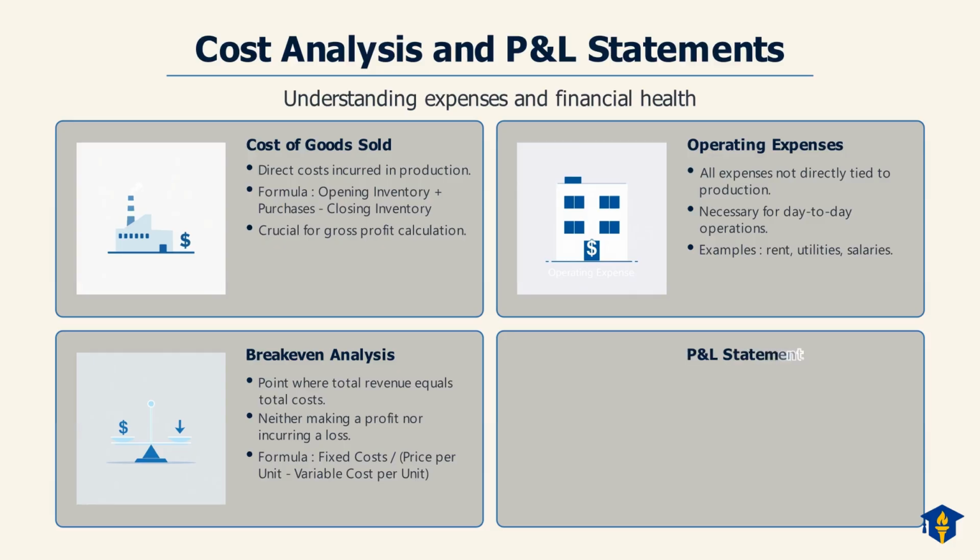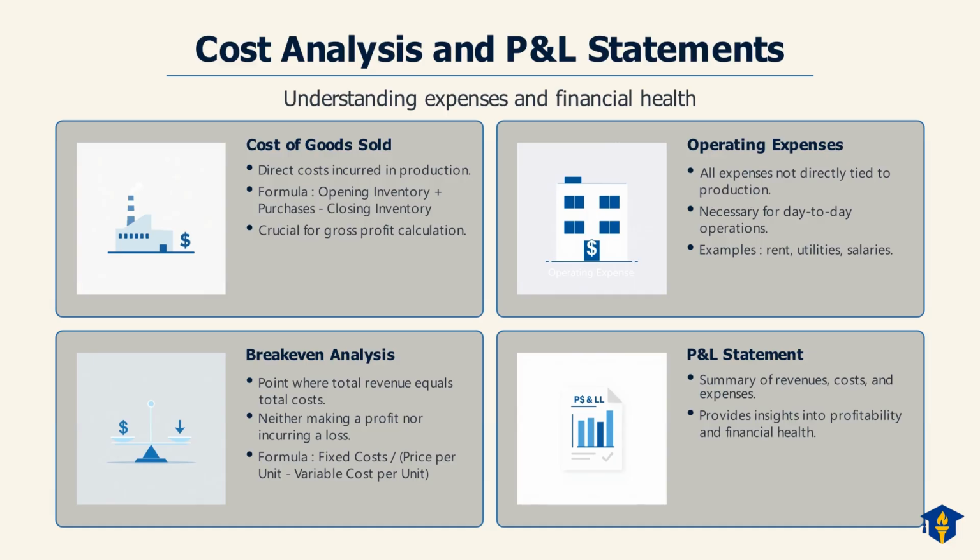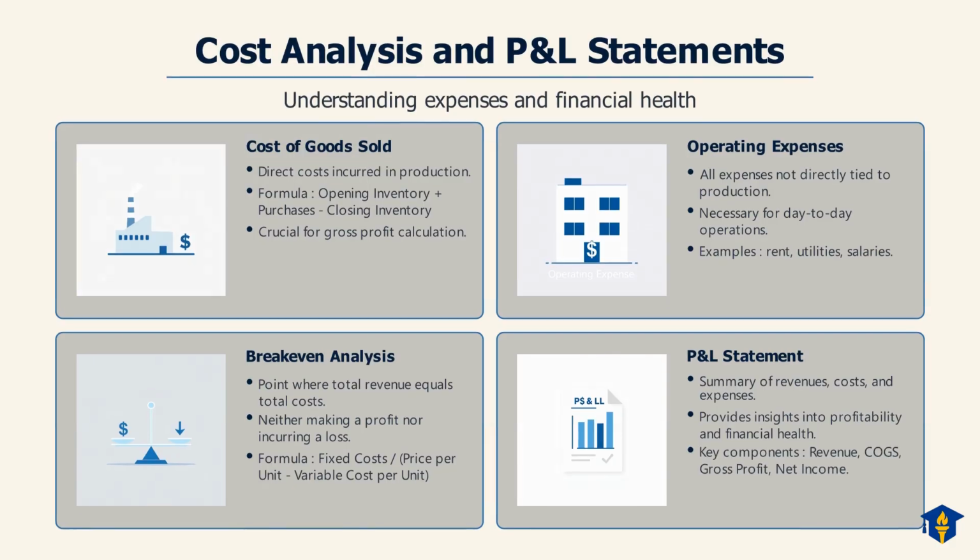The P&L statement summarizes a company's revenues and expenses. It provides a clear overview of financial performance over a specific period. This statement offers key insights into a company's profitability and financial well-being. Its key parts include revenue, COGS, gross profit, and net income.